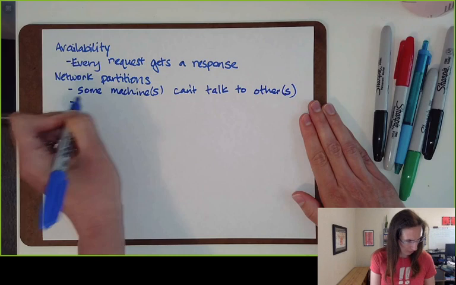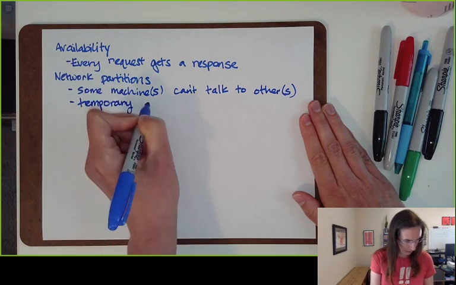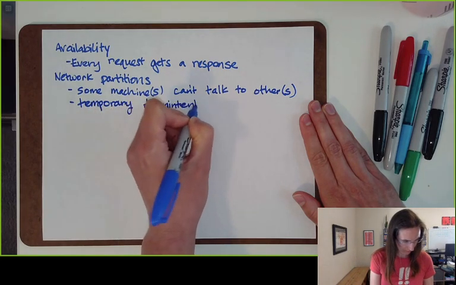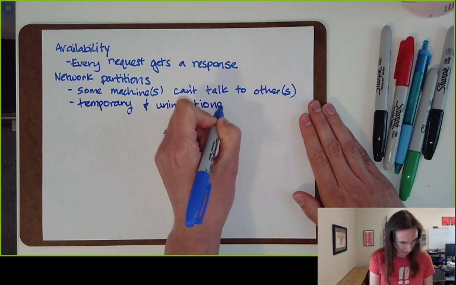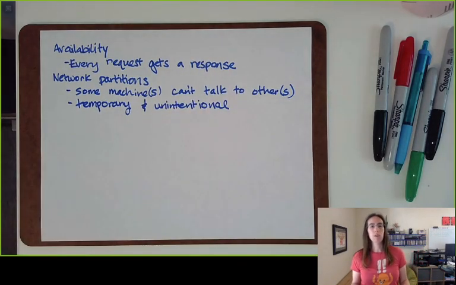Network partitions are temporary and they're unintentional. So I'm not talking about a network topology here where you intentionally make it so one machine doesn't communicate directly with another machine. Instead, I'm talking about a situation where you have some machines that are supposed to be able to talk to each other, but for some temporary period of time can't.